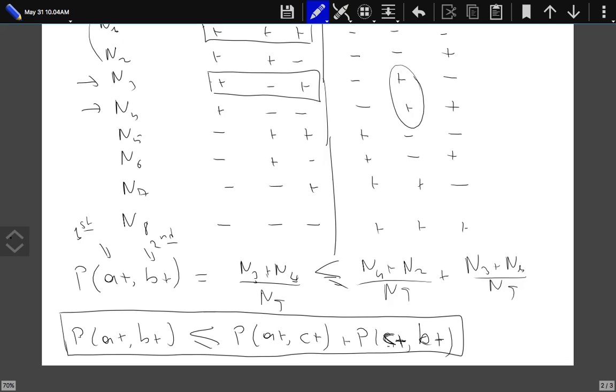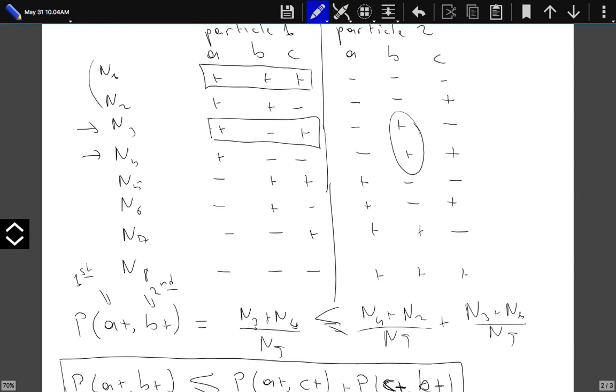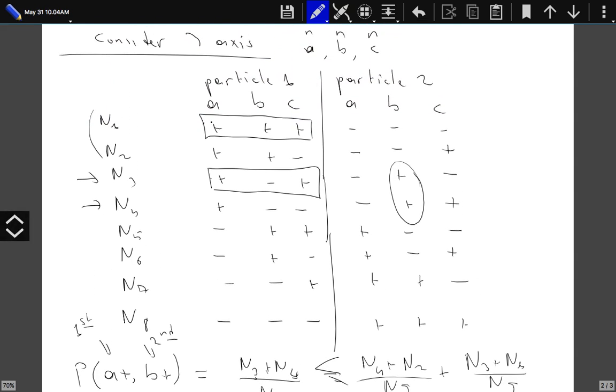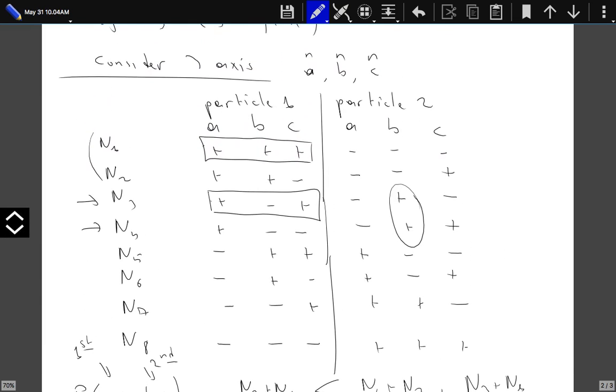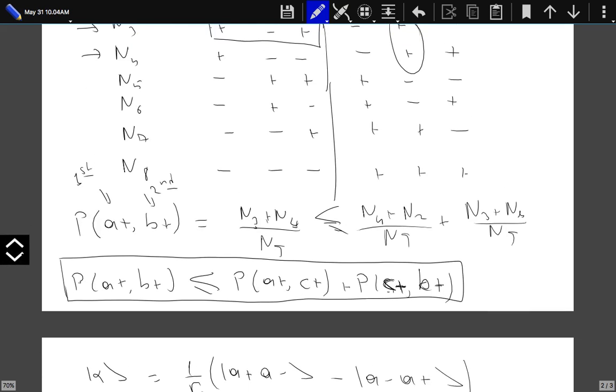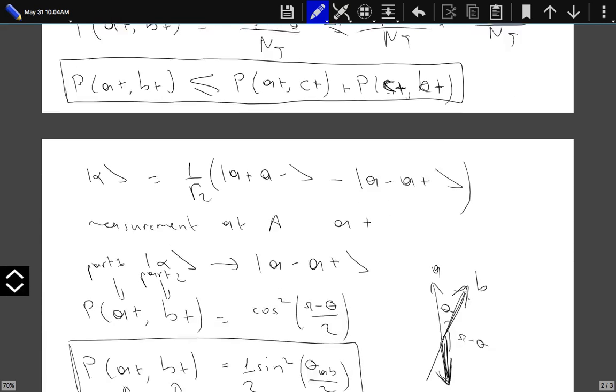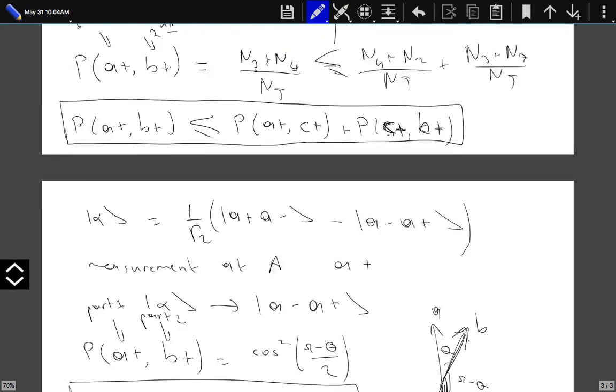Well, is that true? Let's see. What's the probability of A plus and C plus? Well, A plus and C plus is N2 and N4. C plus and B plus is not N1, N3 and N7. Now the previous result, as I said, was also correct, but that just didn't serve our purpose in this discussion.